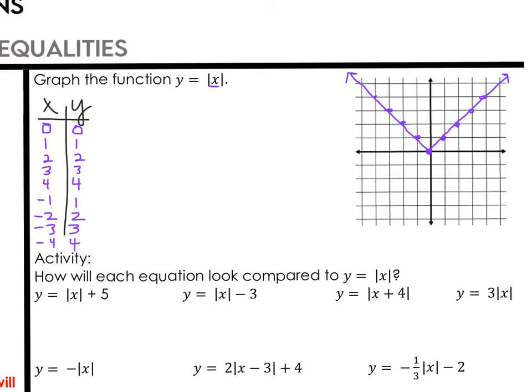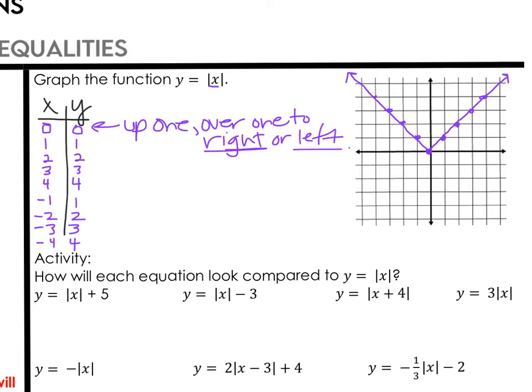Now, from that vertex, we go up 1 and over 1 in both directions. So we go up 1 and over 1 to the right, and then up 1 and over 1 to the left. So in both directions, we'll go to the right or to the left. That will be significant when we talk about transformations of this equation.